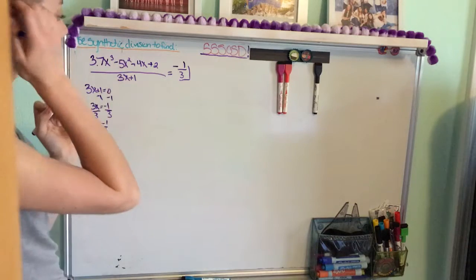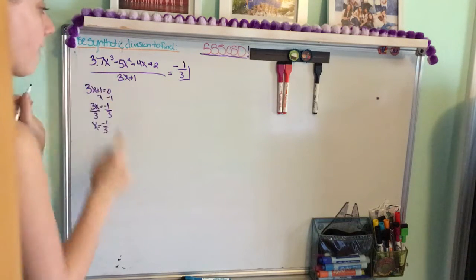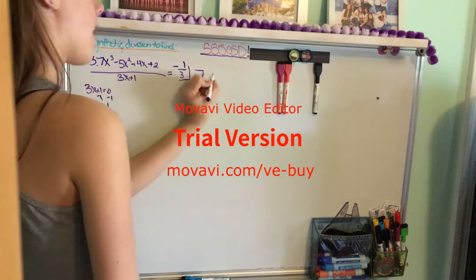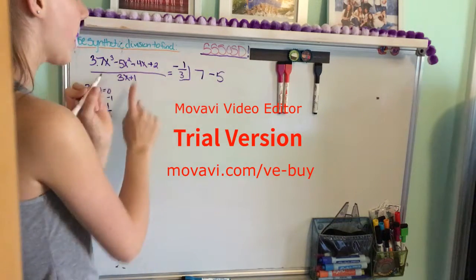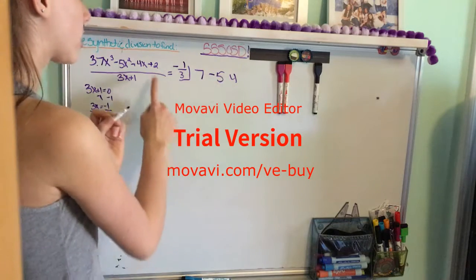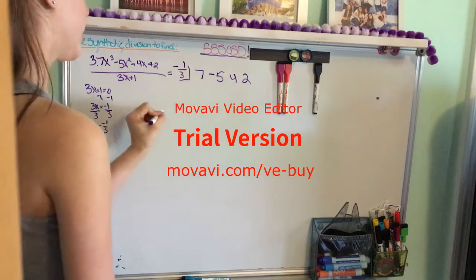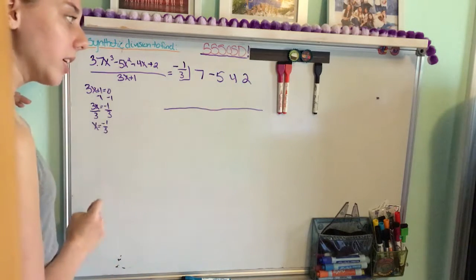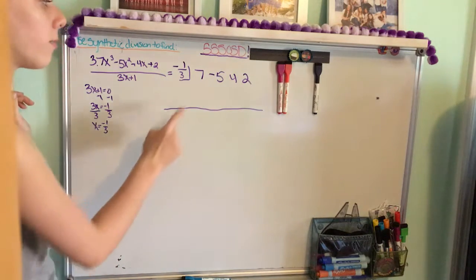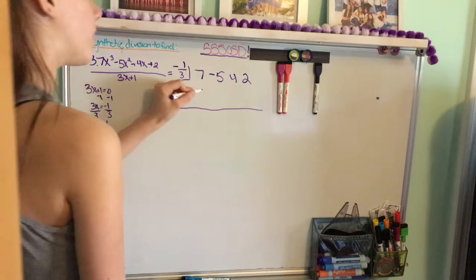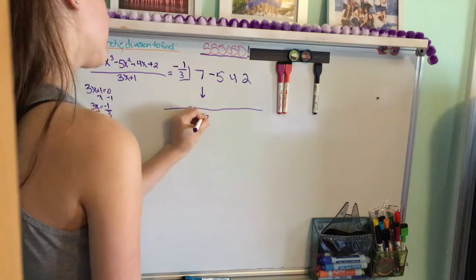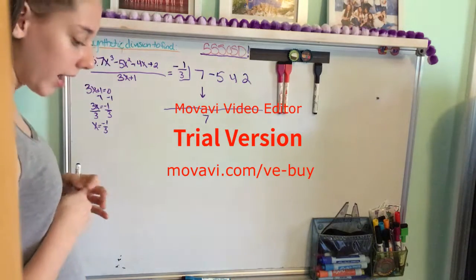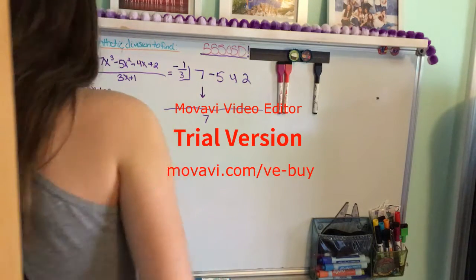So now we're going to set up the rest of this method. The x cubed, we have 7. So x squared, we have negative 5. With x, we have 4. And our constant is 2. And so we're going to draw that line, leaving enough space to put numbers above both. We are going to bring down that 7 to underneath the line. And now we're going to multiply it by negative 1/3.